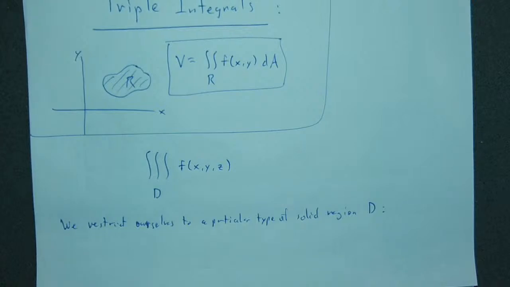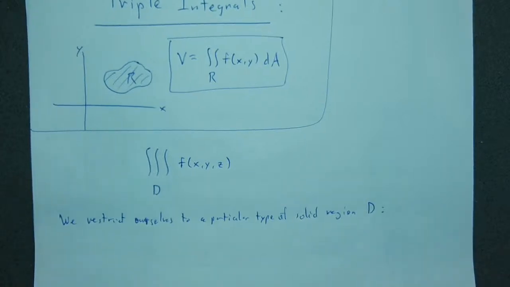So what particular type of solid region? We're not even going to have a name for it, because these are the only types of regions we're going to consider. So in this class, when we're doing a triple integral over some solid region D, we're just always going to assume that it's of this form. Okay, what form is that?